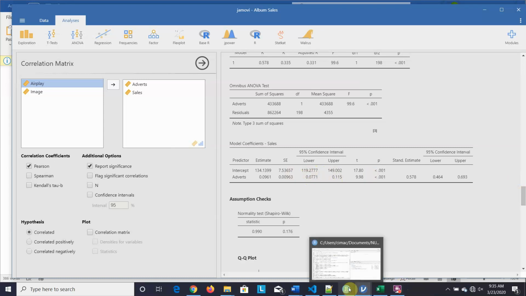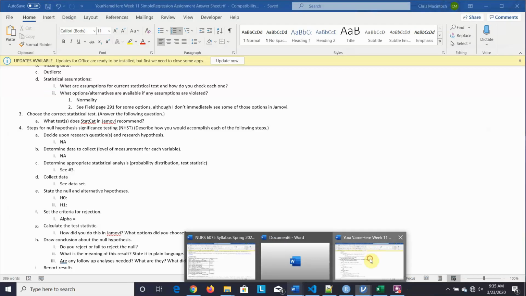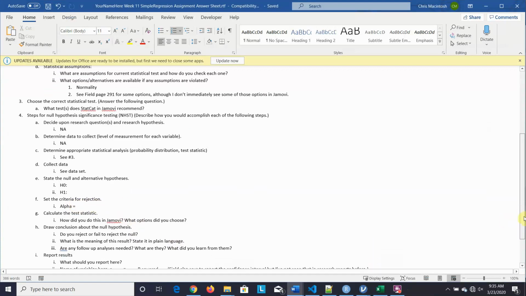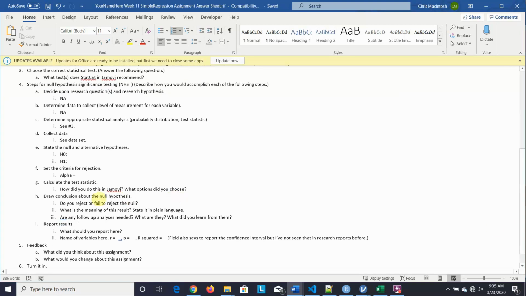Okay, let's go back and look at our answer sheet. So we know we're going to use alpha 0.05 as our criteria for rejection. We know that in all cases, for the model overall and for the parts of the model, we rejected the null hypothesis because our p was always less than 0.05. And we talked about what that means.